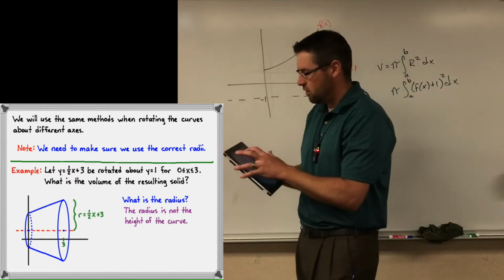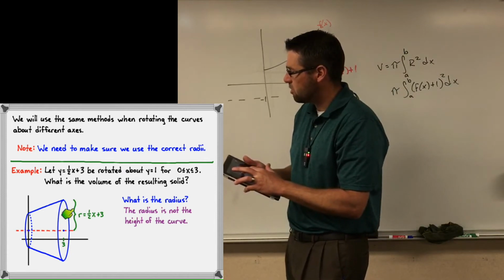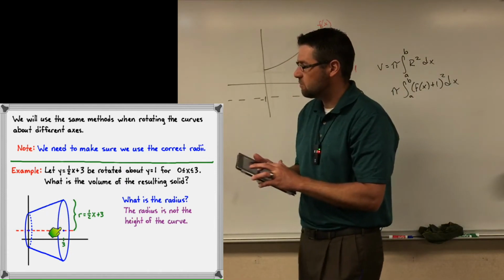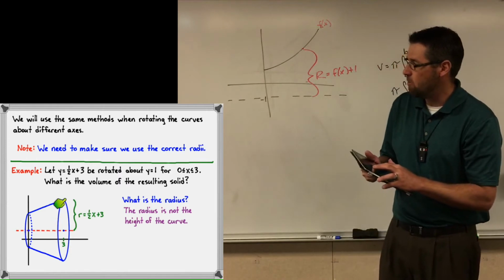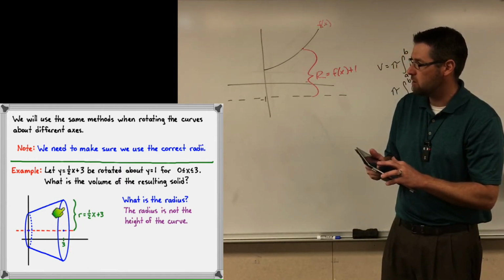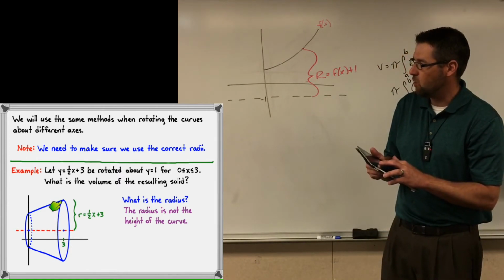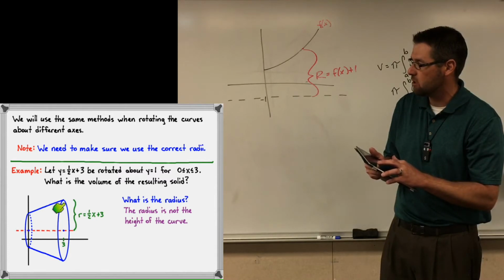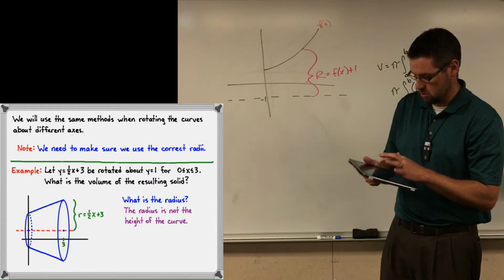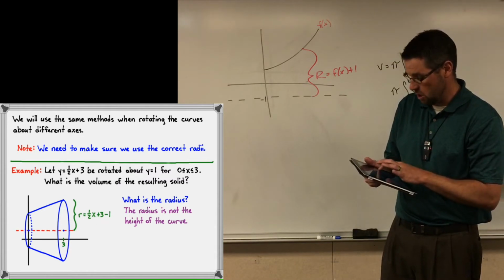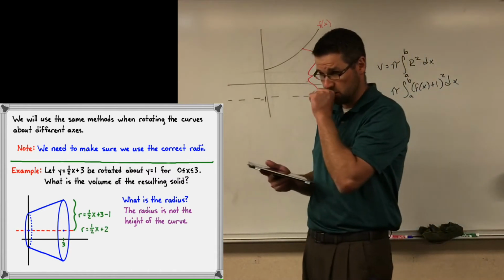So notice how I put this in parentheses, or this little bracket here. That represents the radius. And just think about how big this is. It's not just 1/2 x plus 3. 1/2 x plus 3 is the distance from here down to the axis. So we'd have to do what? Minus 1. So then our radius is now 1/2 x plus 2.